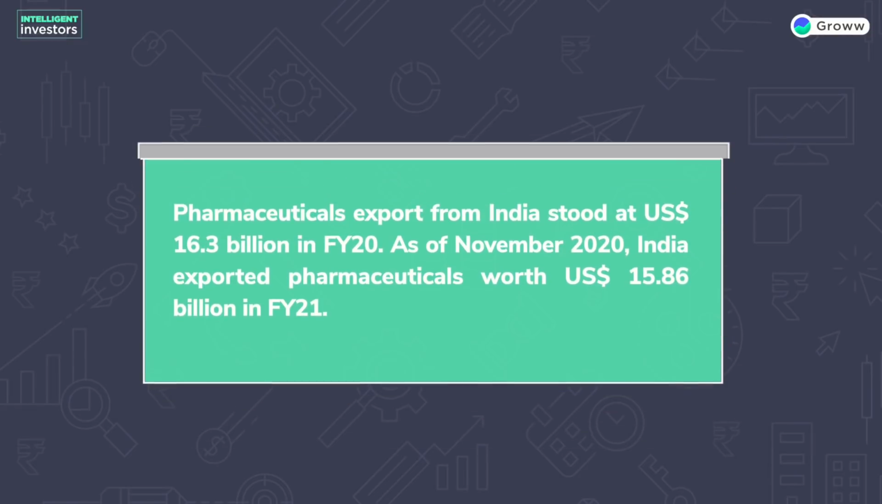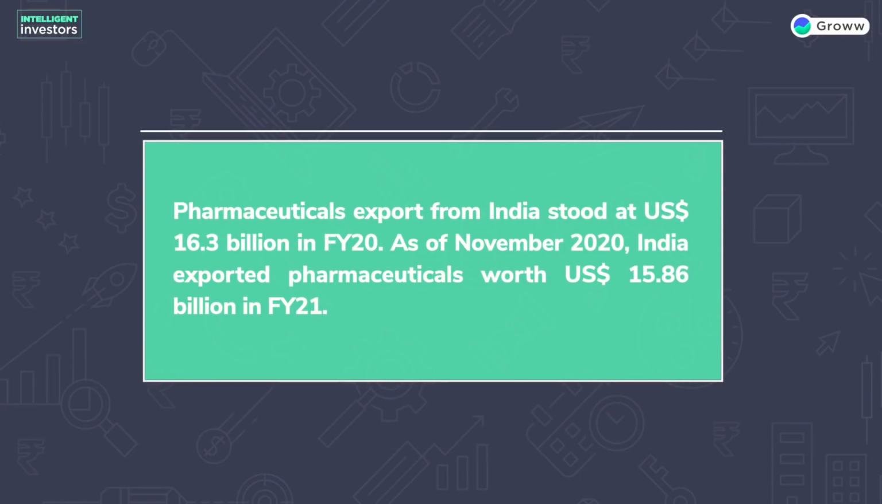Now, the pharmaceutical exports from India stood at around $16.3 billion in FY20. As of November 2020, we're currently at $15.86 billion. So obviously we can understand from this that we are one of the largest exporters in the pharmaceutical industry, and a massive amount of income in the pharma sector comes from exports.